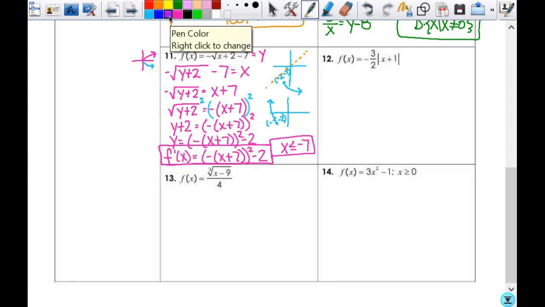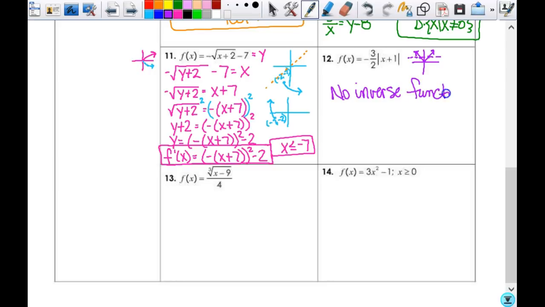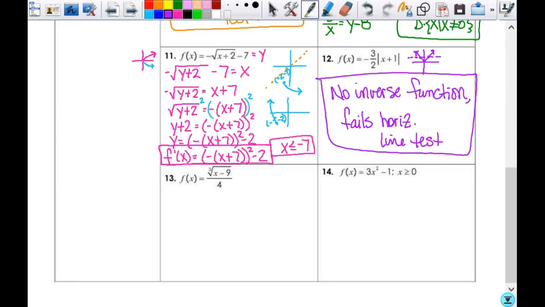And so here, this is an absolute value function. So absolute value function looks like this. It passes the horizontal line test. It fails the vertical line test. So this has no inverse function. Okay, because it fails the horizontal line test. And there you go. All right, so no need to do any work. Don't jump in doing the work before you investigate stuff, or you might be doing too much work.